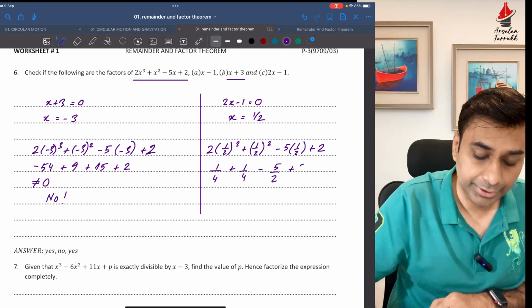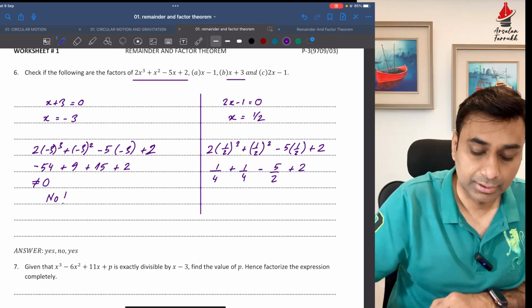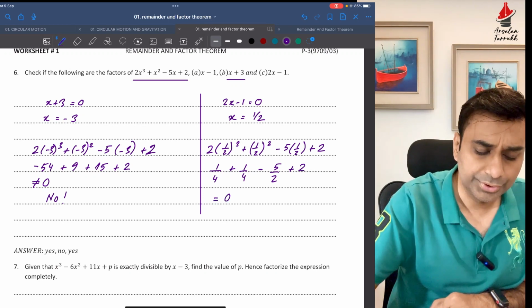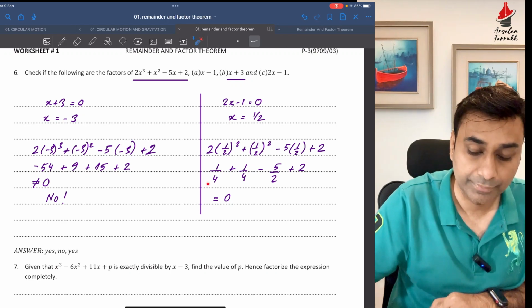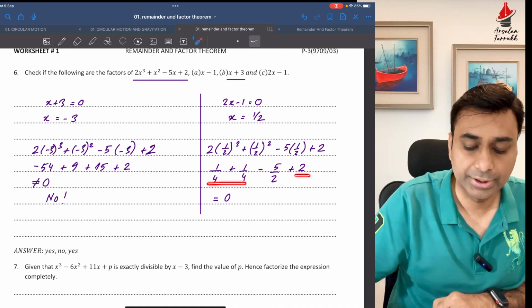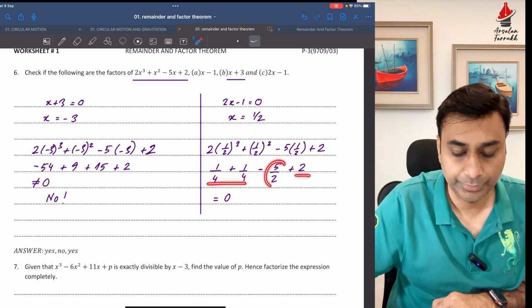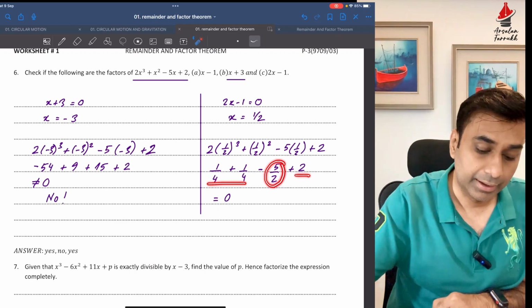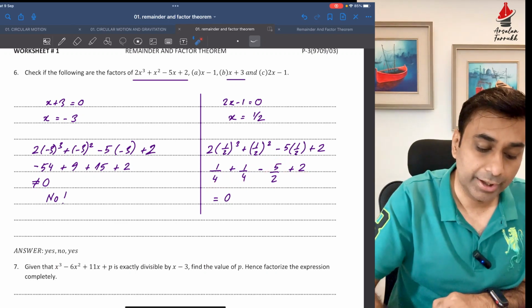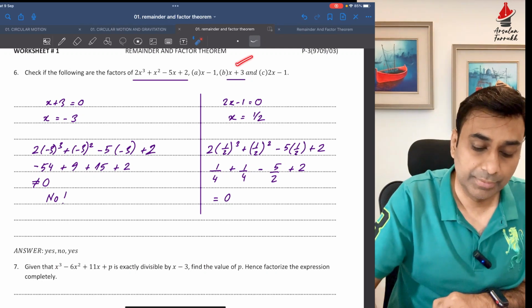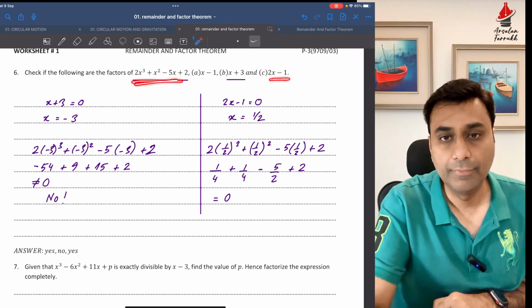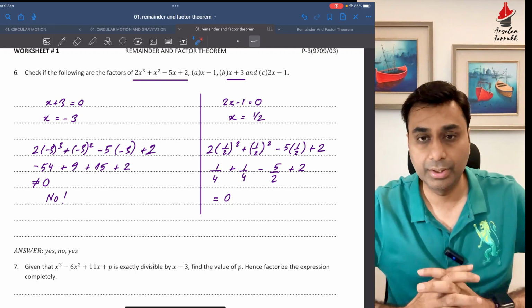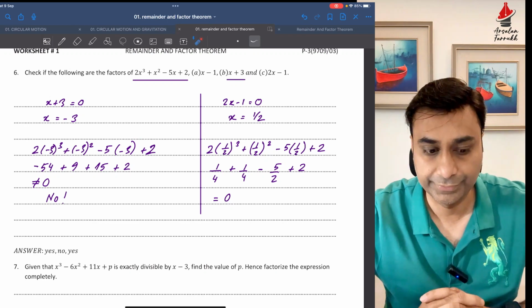And if you simplify it using a calculator, you'd realize that this is going to be coming out to be 0. You can also check it by just simplifying these two. Quarter and quarter becomes half, half plus 2 becomes 2.5, so 2.5 with plus and 2.5 with minus would simplify it to being 0. So that means that x plus 3 is not a factor of this expression, whereas 2x minus 1 is a factor of this particular expression. So this is how we will be able to use remainder theorem and factor theorem in different situations.